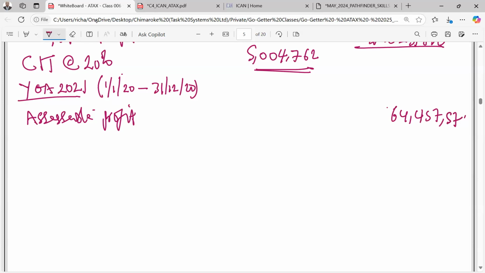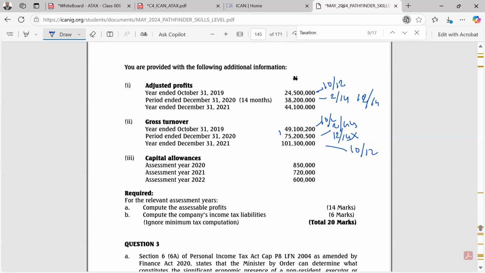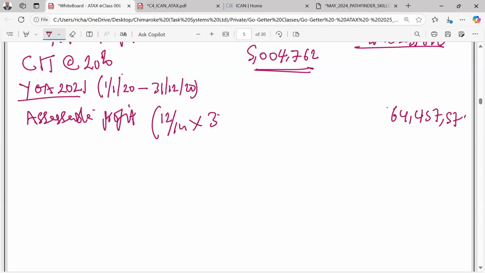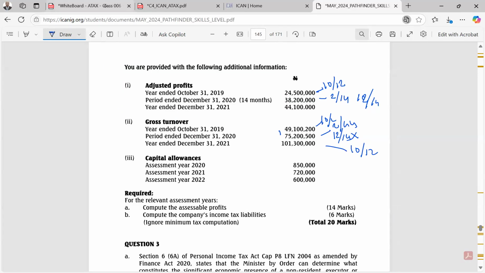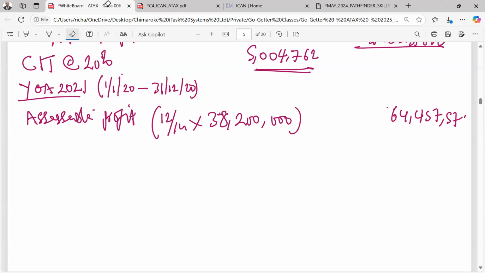What we just did here is 12 over 14 times what? Times 75, 200, 500. Oh, no, sorry, that's wrong. No wonder I was saying 20%. I was already doing the turnover, trying to ascertain the tax percent. I now remember why I kept saying 20%. So let me do the calculation again.